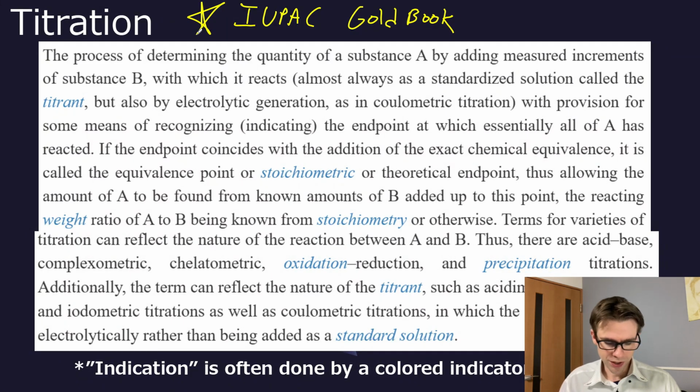And we need some provision for some means of recognizing or indicating the end point, at which essentially all of A has reacted. So we're going to be adding these things together slowly, and what we're looking for is something called the end point, where the reaction is done. Alright, if the endpoint coincides with the addition of the exact chemical equivalents, it is called the equivalence point, or stoichiometric or theoretical endpoint, thus allowing the right amount of A to be found from known amounts of B added up to this point.